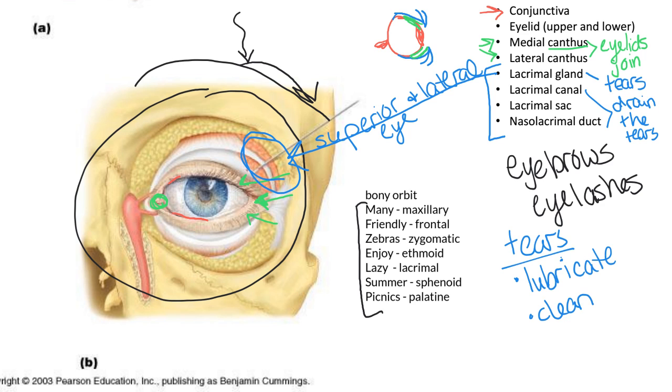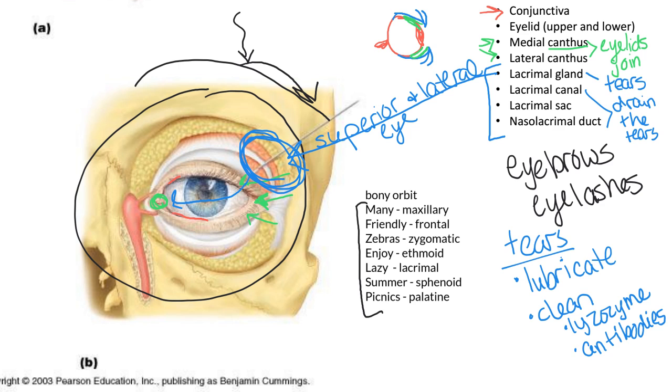The tears are going to have lysozyme in them. Lysozyme has antibacterial properties that will help clean out the eye, as well as antibodies in the tears. So every time we blink, we're helping spread the tears across our eye. Since they start over here on the superior and lateral edge, when we blink, we help spread them across the eye like that. Okay, so those tears are really beneficial for us.